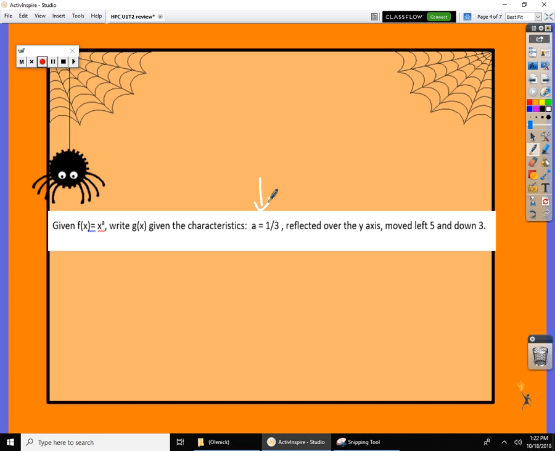I'm going to hold off on this first piece. I'm going to go straight to reflected over the y-axis. How do I know it's reflected over the y-axis? Negative. I'm going to put a big old negative out front. Okay. How do I move left 5?